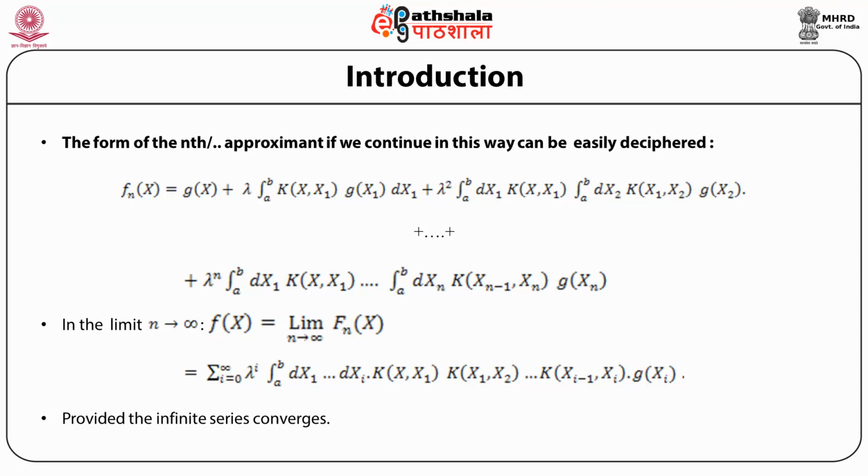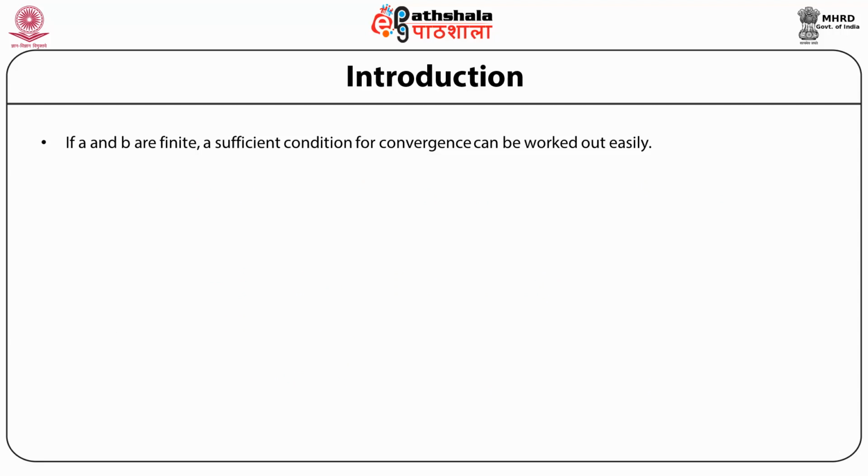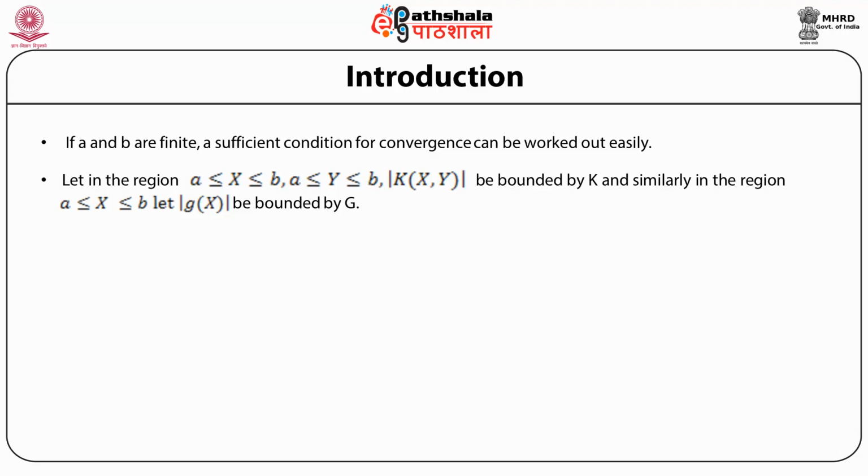Now, we have to see whether the series converges or not. If the limits a and b are finite, a sufficient condition for convergence can be worked out easily. Let the variable x lie in the region a to b, and another variable y also lie in the region a to b. Then the kernel k, which is a function of the two variables x and y, is assumed to be bounded by some number capital K.